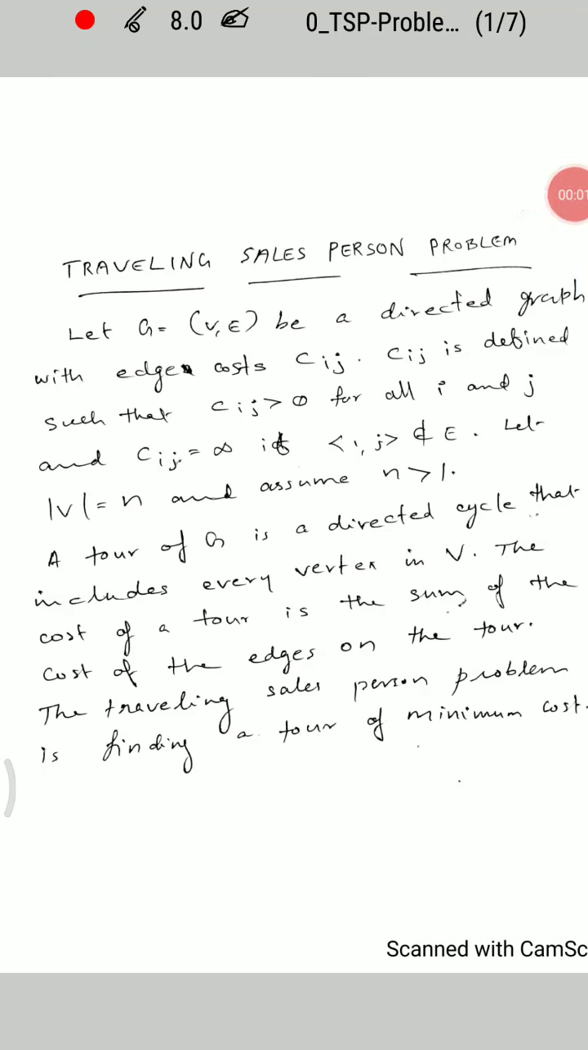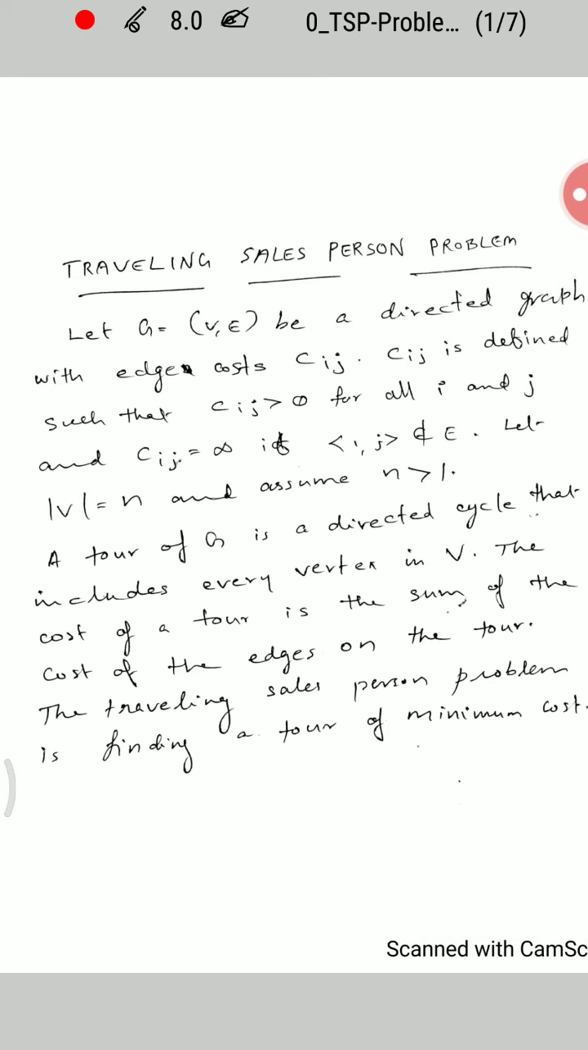Today we will discuss the traveling salesperson problem. The problem is, given n cities and distances between them, find a tour through all cities, visiting every city exactly once, such that the sum of all distances traveled is as small as possible. That is, we have to find a minimum cost tour starting from a vertex, visiting all the vertices and coming back to that vertex.